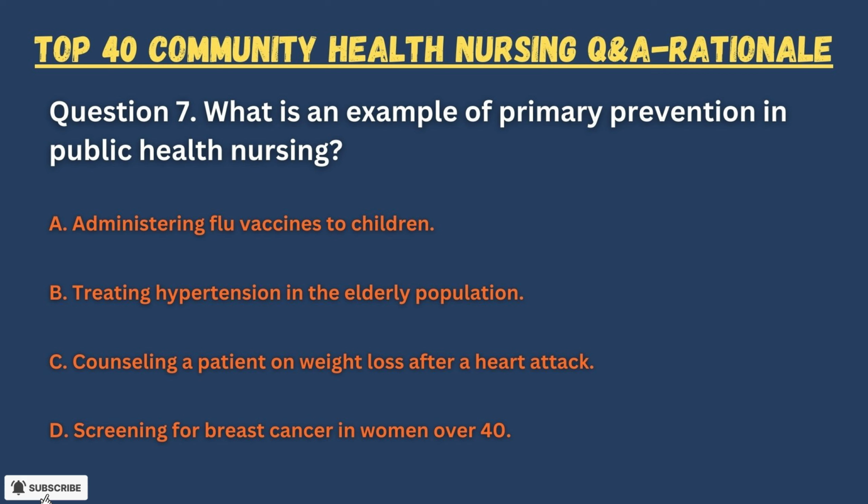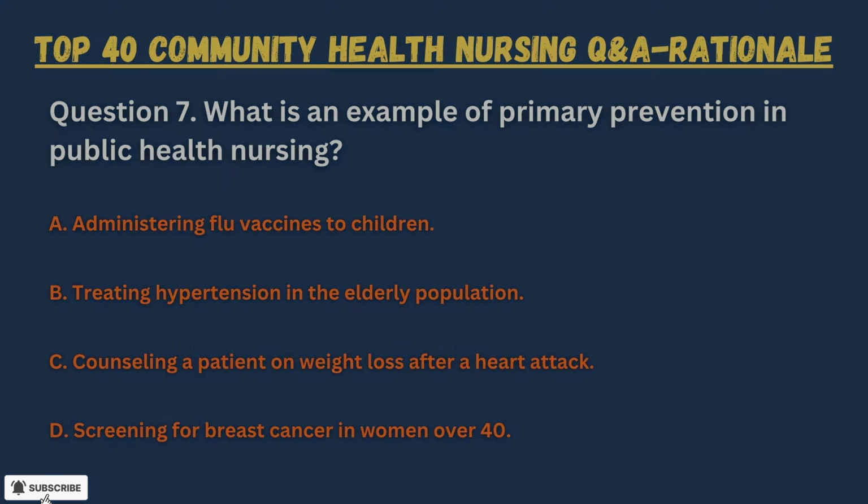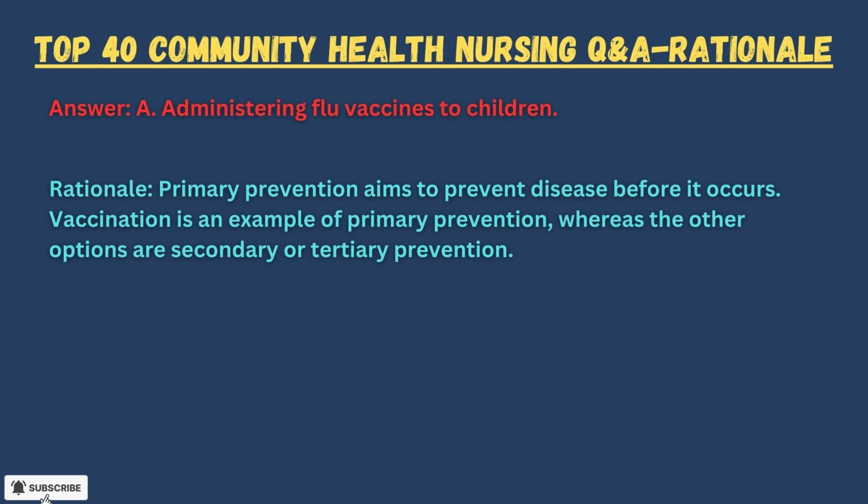Question 7. What is an example of primary prevention in public health nursing? A. Administering flu vaccines to children. B. Treating hypertension in the elderly population. C. Counseling a patient on weight loss after a heart attack. D. Screening for breast cancer in women over 40. Answer. A. Administering flu vaccines to children.